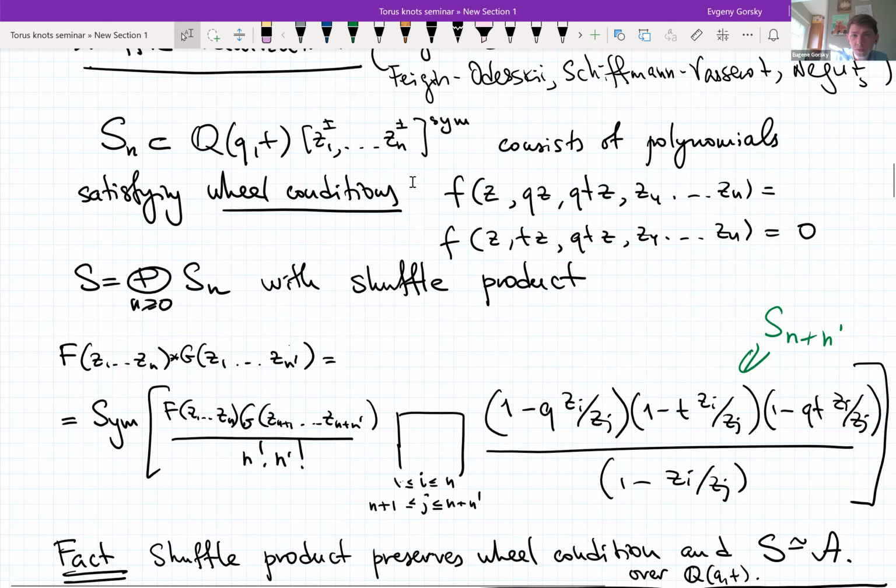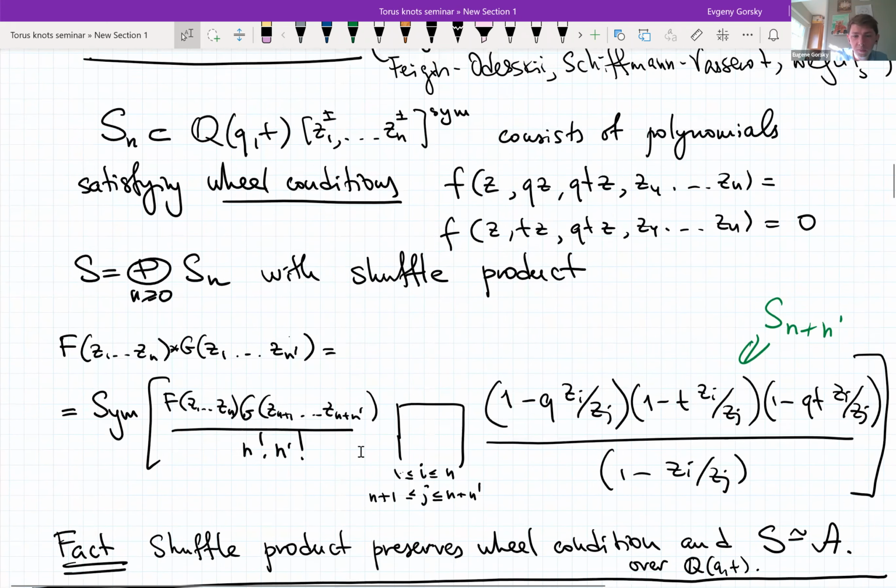So the theorem of all these people who are listed above in various combinations is that the shuffle product preserves this vanishing condition. If f and g satisfy the vanishing condition, then the product also does. It's an associative product, and this associative algebra, which is the direct sum of all the different Sn, is actually isomorphic to the positive half, strictly speaking, positive half of the elliptic algebra, if we allow the coefficients to be rational functions in q and t. Okay, and so this is a very non-trivial result, obviously, and I'll tell which polynomials correspond to PMNs in a second.